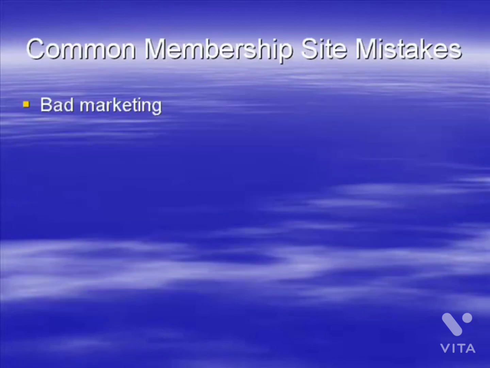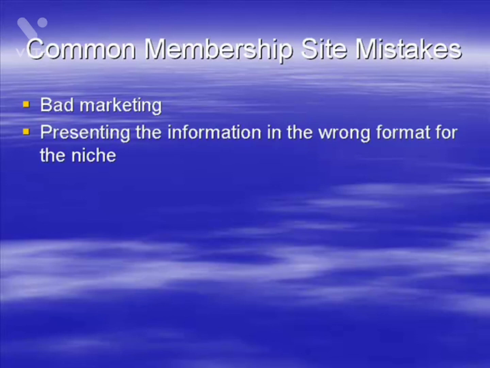When you set up a membership site, there are some common mistakes that most people make. The aim of this video is to help you avoid making those mistakes so that you can maximize your revenue from your membership site. Now, the first mistake that many people make is bad marketing. They don't market it properly. That means they may not rank well in the search engines, they may not have a good pay-per-click campaign, or whatever it might be. If you can rank well and you can market your site well, then obviously you're going to do well as a membership site.